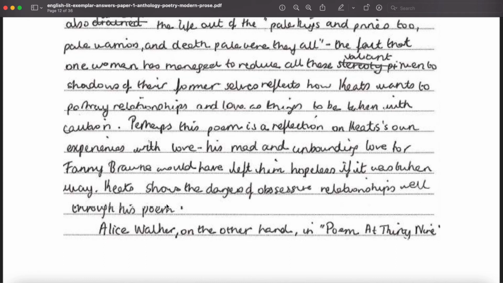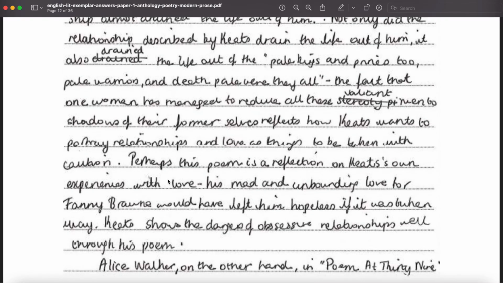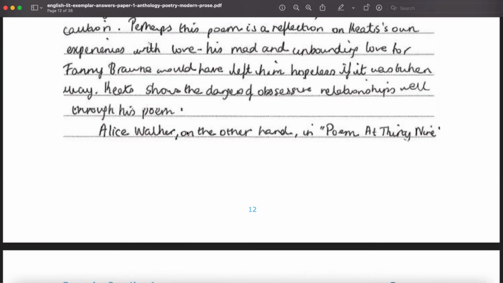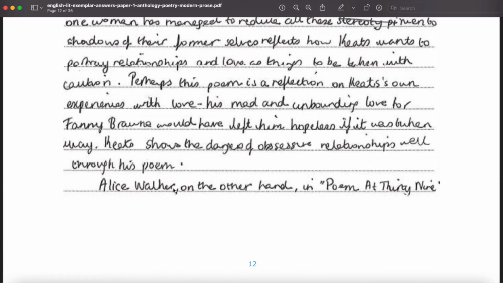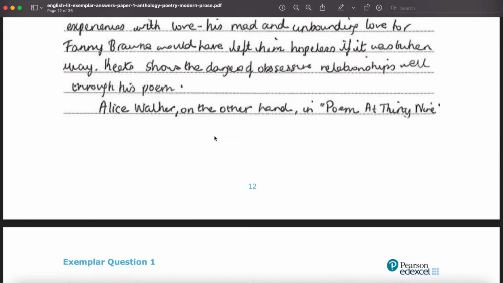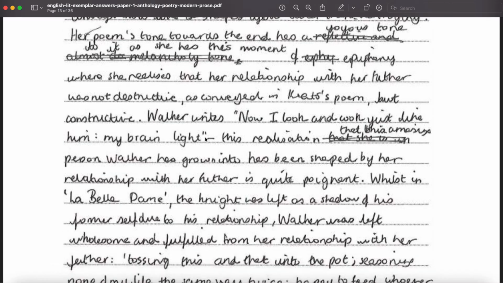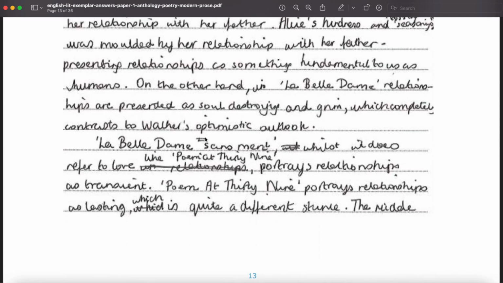And once again, the student has reiterated the point they're trying to make, which is that Keats, the author, shows the dangers of obsessive relationships well throughout his poem because of all this evidence that is shown here. Okay, so now this whole big paragraph was all about La Belle Dame Sans Mercy. Now the student has come to the other poem, poem at 39. And now what the student is going to do is compare between all this that was mentioned here and all that is in poem at 39, and you will now see why the student has gotten the marks that they have gotten.